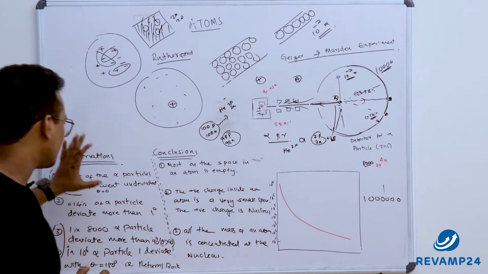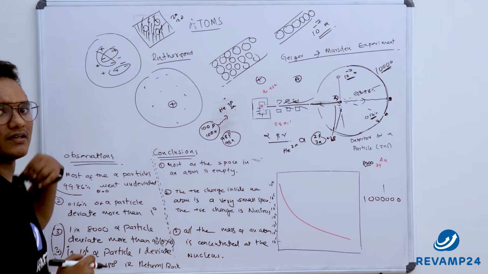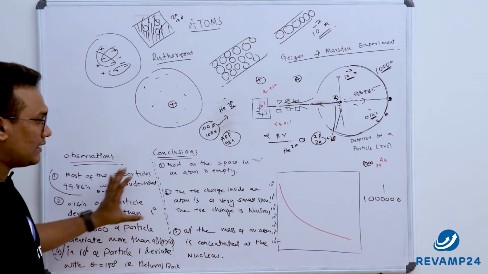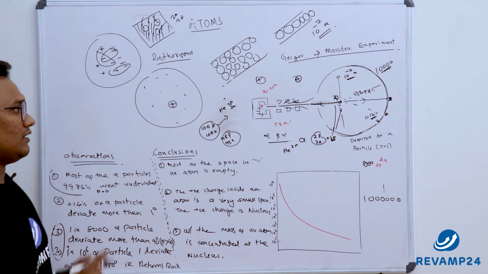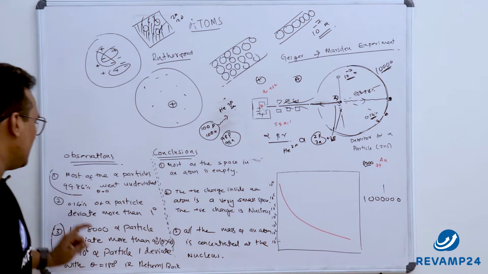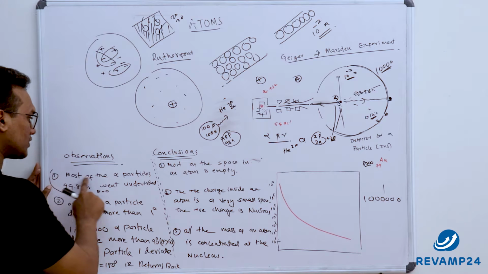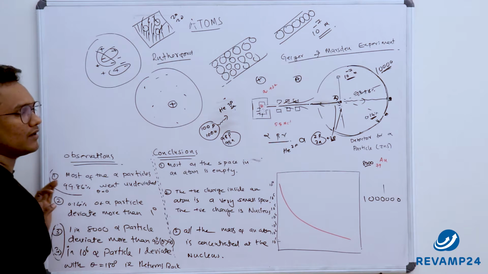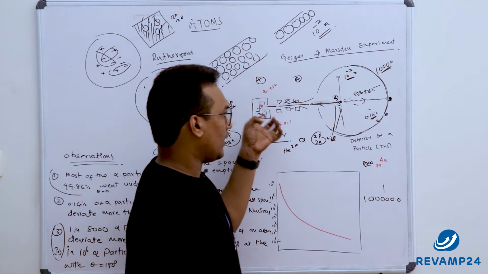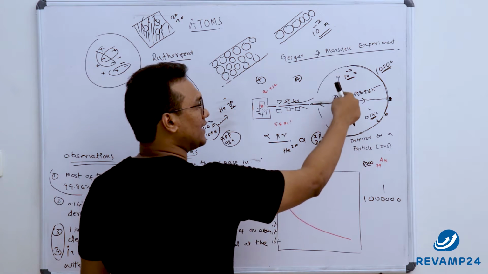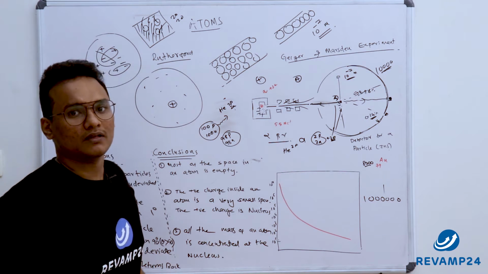Now around this, Rutherford has made a conclusion. After accepting all these values to be true, he has made this conclusion. The first conclusion is made with the first observation. What is that? Most of the alpha particles went undeviated. How will the particles go undeviated? When the space in an atom is empty.